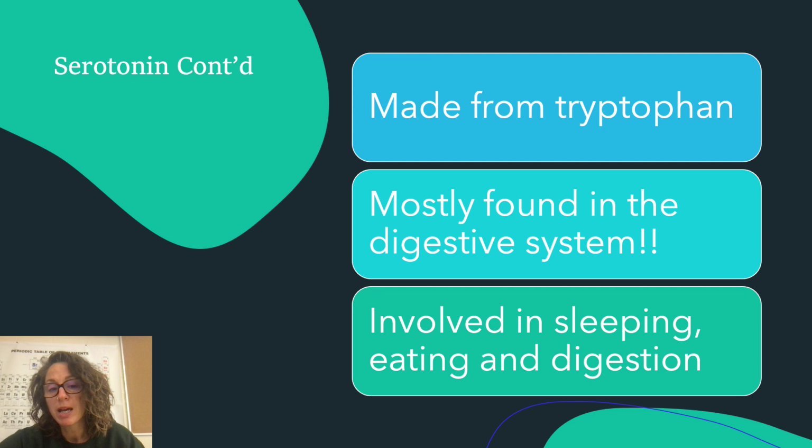So serotonin is made from tryptophan. Remember what tryptophan is? I'll ask you tomorrow. Mostly, interestingly, serotonin is produced in the digestive system. So again, there's links to how healthy our digestive system is and how happy our mood is. It is involved in sleeping, eating, and digestion.